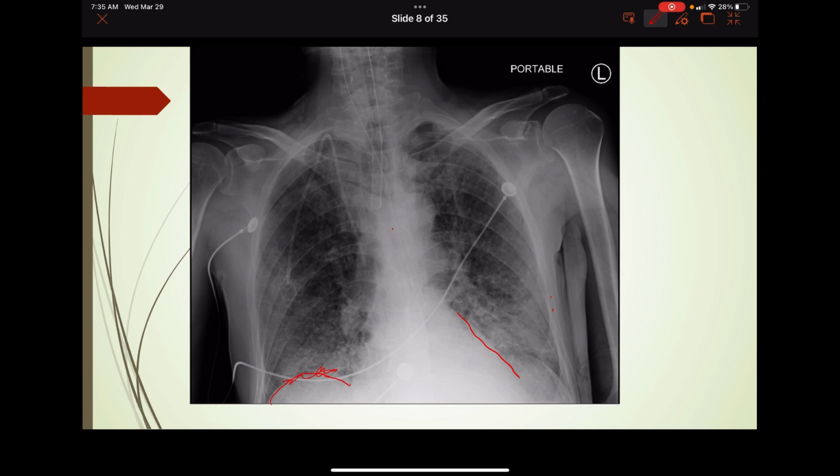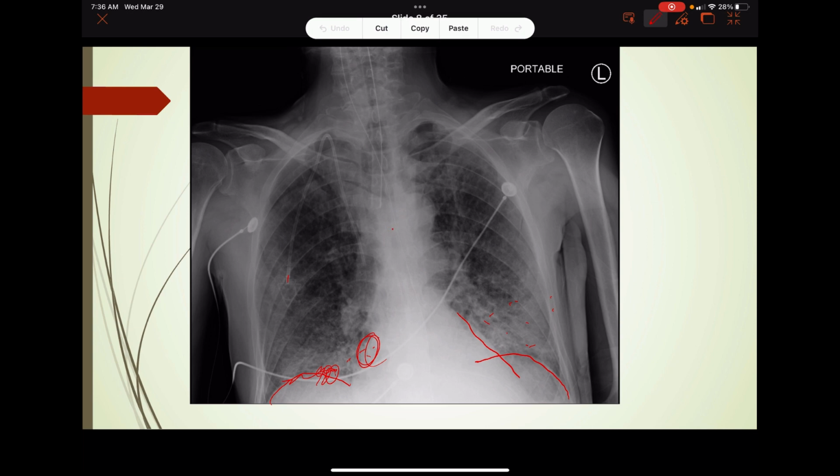So again, that's called the silhouette sign. And left diaphragm over here. E for everything else. Well, you can see there's a few other things going on here. One has a ground glass appearance, so this is probably a COVID patient. And you can see that it's obscuring the right side of the heart as well as part of the diaphragm there. And you can see a couple other lines.